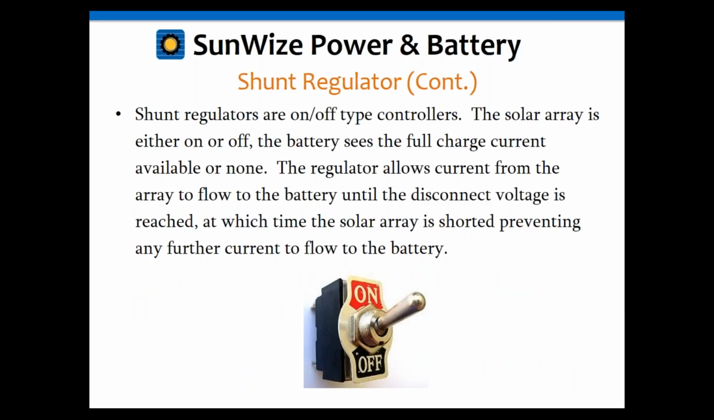Okay, since the shunt regulators basically disconnect the entire array from the battery when it reaches a voltage and then reconnect when that voltage drops back down, they're typically referred to as an on-off type charge controller. It's either on or off. The battery either receives a full voltage from the array or none at all.